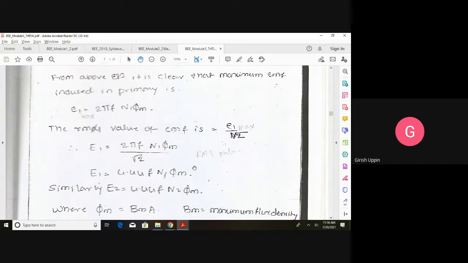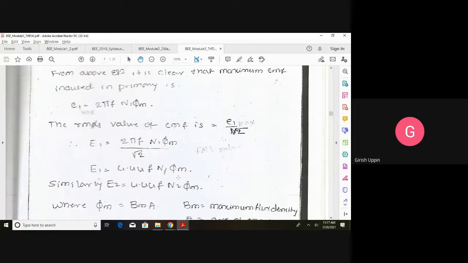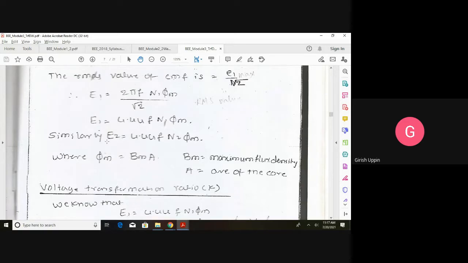This is a very, very important equation you have to remember. Here f is the supply frequency, N1 is the number of turns on the primary side, and phi m is the maximum or peak value of the flux. Similarly, if you do the similar analysis on the secondary side, we get the equation E2 is equal to 4.44 f N2 phi m. You can see here that only the number of turns is changing. That's how the induced EMF is directly proportional to the number of turns. If you want more EMF, the number of turns should be more.